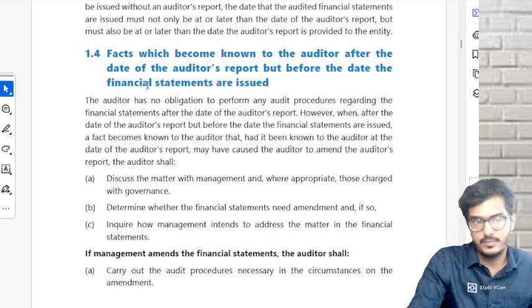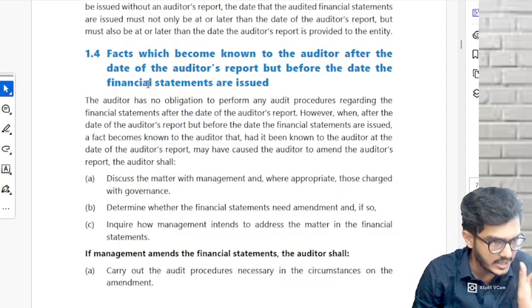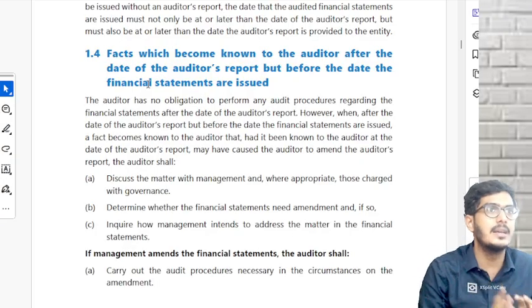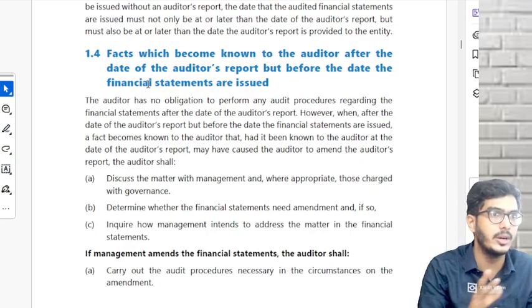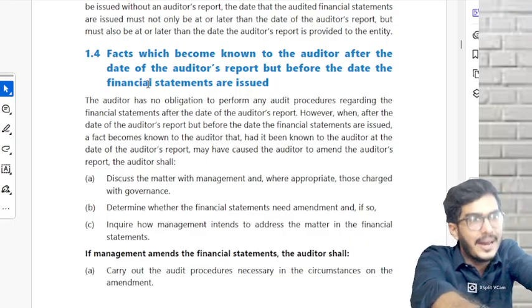Now 1.4. 1.4 is the second subsequent event. What is the second subsequent event? Between the date of the auditor's report and the date it is issued. That means somewhere or the other, the financial statements and the auditor's report are either with you or, at most, with the management.